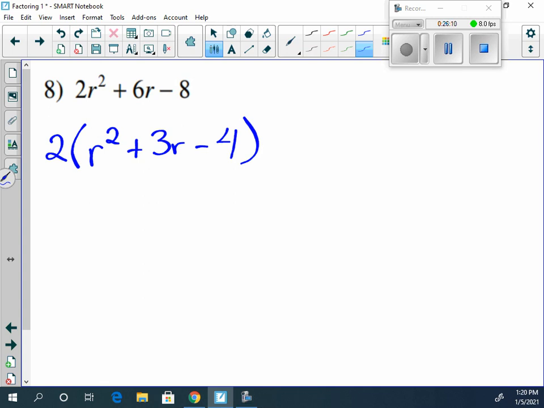So really the only difference between this one and the one we did previously is that there is a greatest common factor. Everything else is going to be the exact same. All the steps are going to be the same.